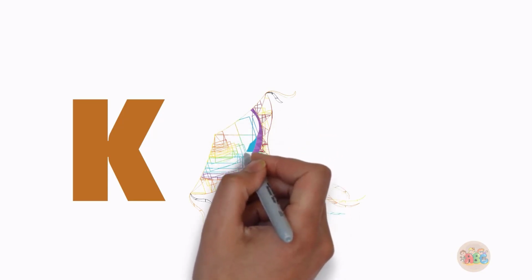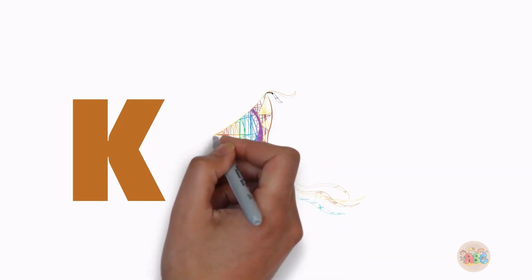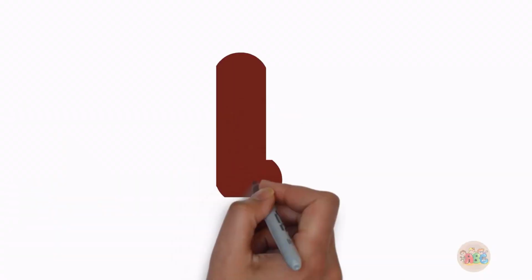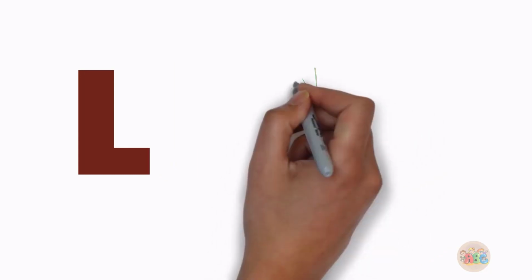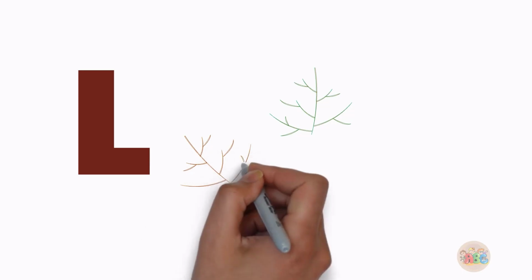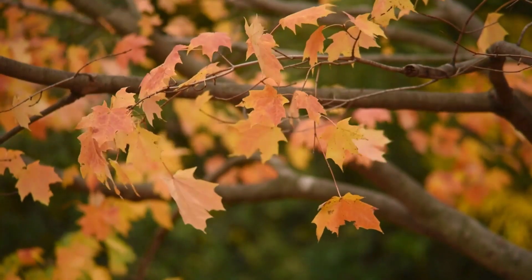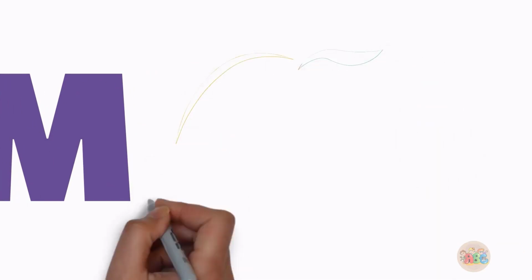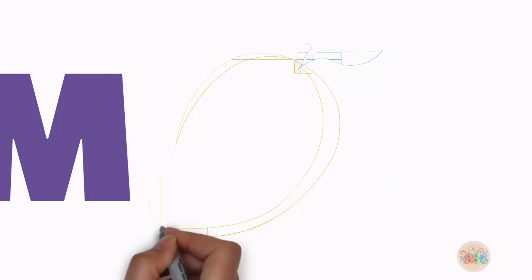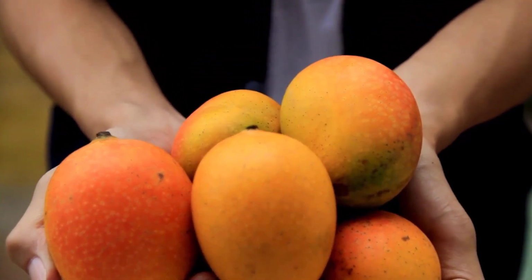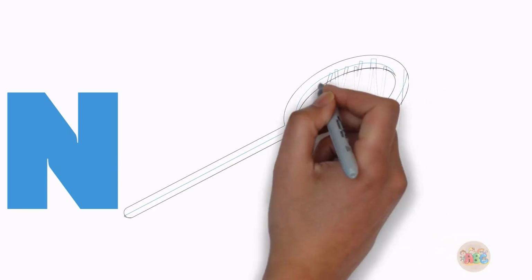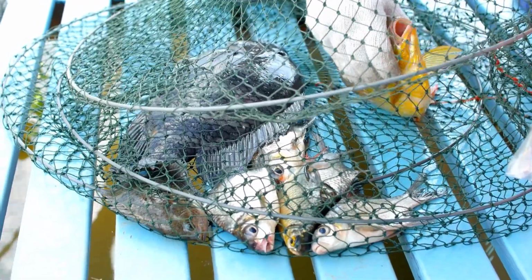K. K is for kite. Say with me. Kite. L. L is for leaf. Say with me. Leaf. M. M is for mango. Say with me. Mango. N. N is for net. Say with me. Net.